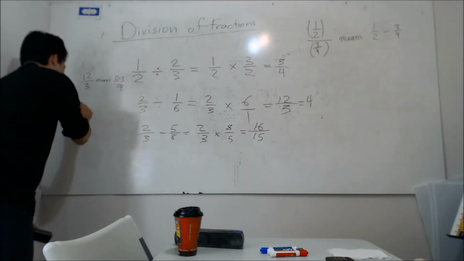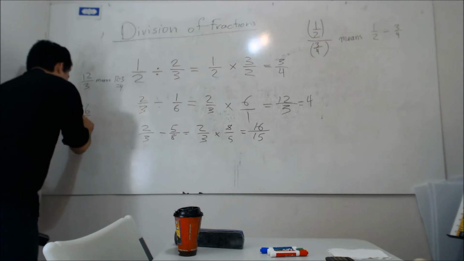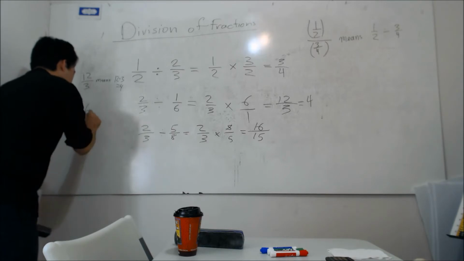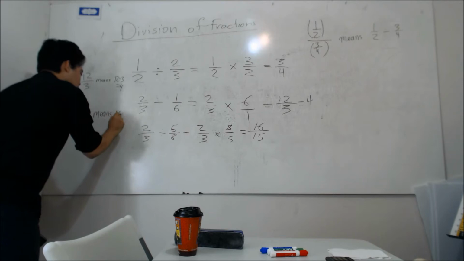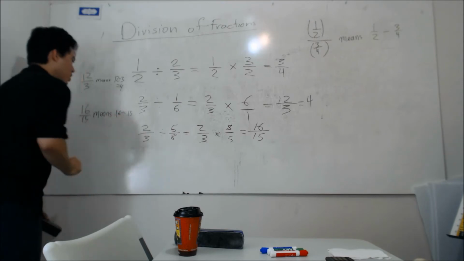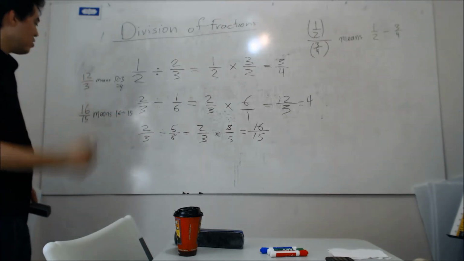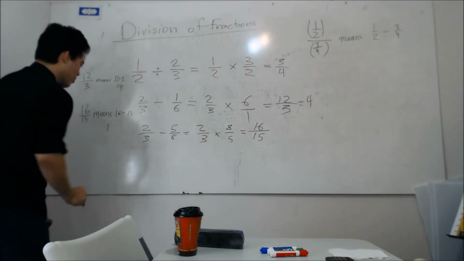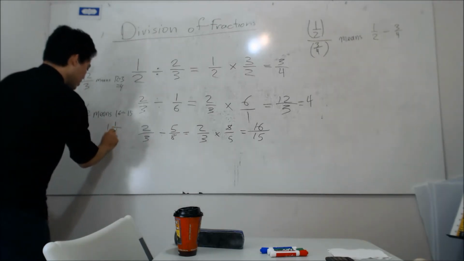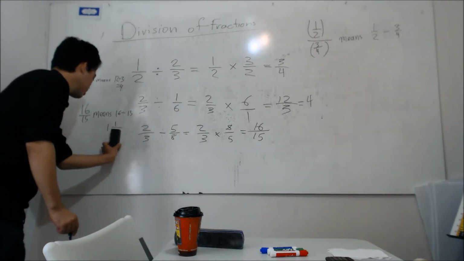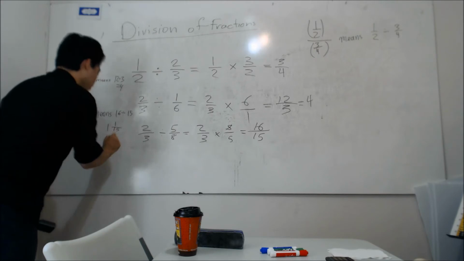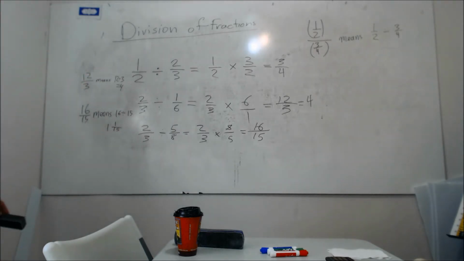16 over 15 here, right, would mean 16 divided by 15, which, as you know, 15 goes into 16 once and has one remainder. So that remainder would be 1 over 16. I mean 1 over 15, right? That's 1 over 15. 1 and 1 over 15. Right.